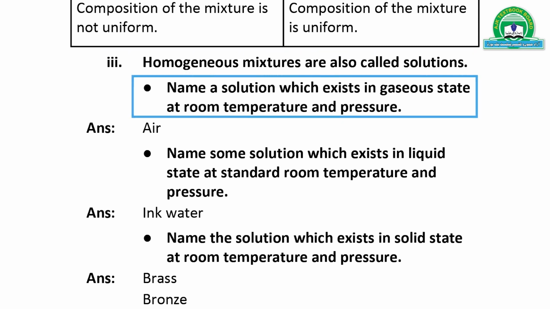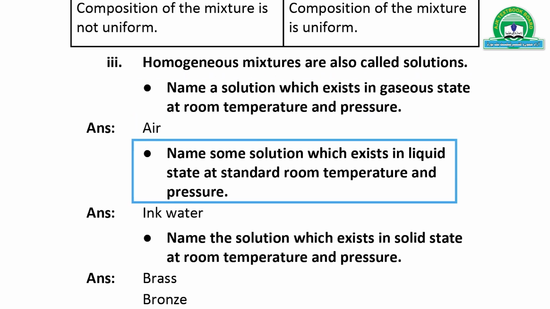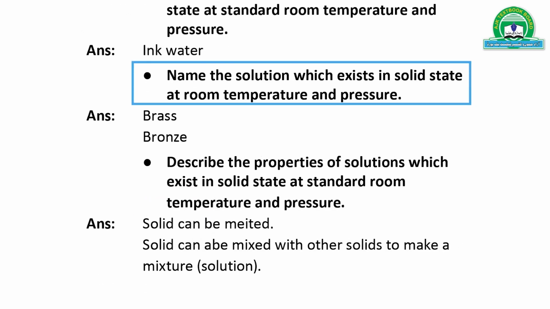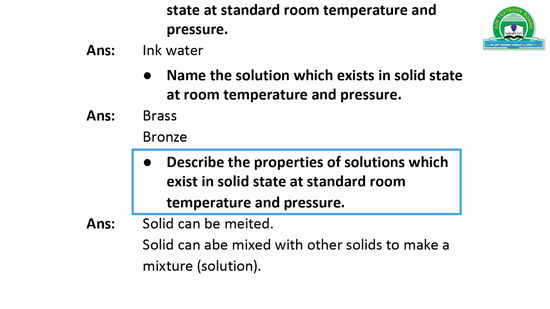Name a solution which exists in gaseous state at room temperature and pressure. Air. Name some solutions which exist in liquid state at standard room temperature and pressure. Ink, water. Name the solution which exists in solid state at room temperature and pressure. Brass, bronze.